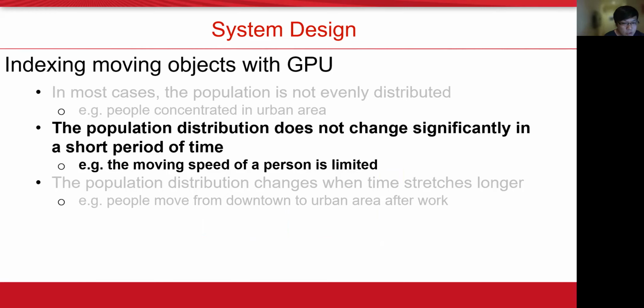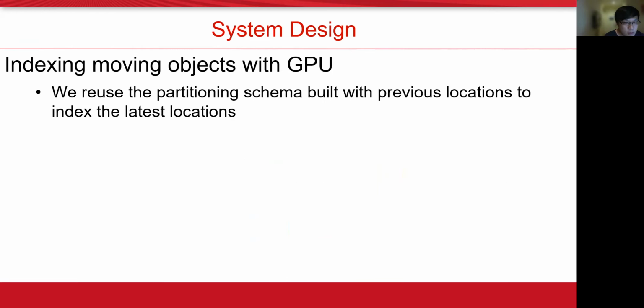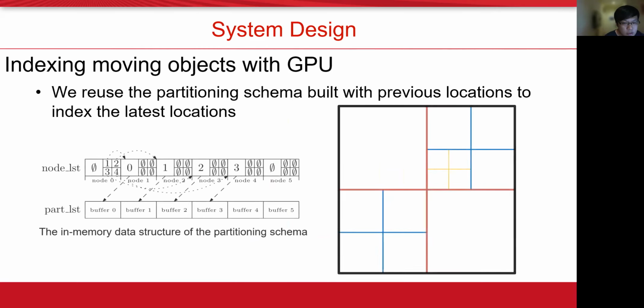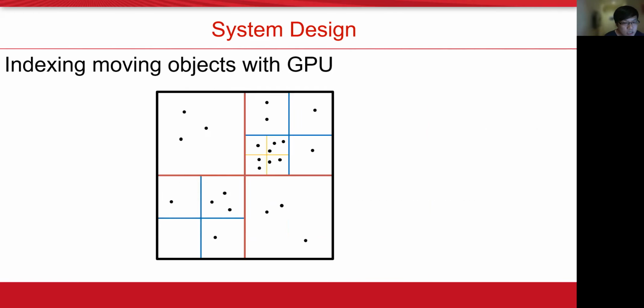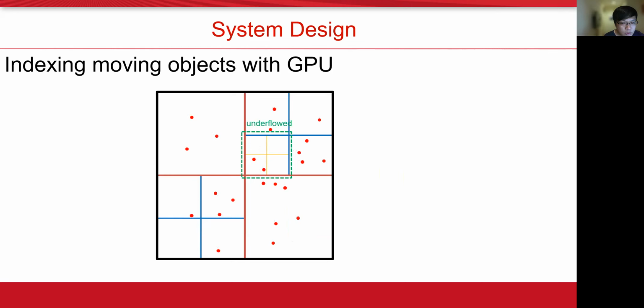Luckily, the population distribution does not change significantly in a short period of time. Therefore, it is possible that we can index the latest locations of people with a partitioning schema built with their previous locations. However, the population distribution changes when time stretches longer. As people move from time to time, if we continue using the same partitioning schema for all rounds of locations, some nodes will be underflowed, while some nodes will be overflowed.